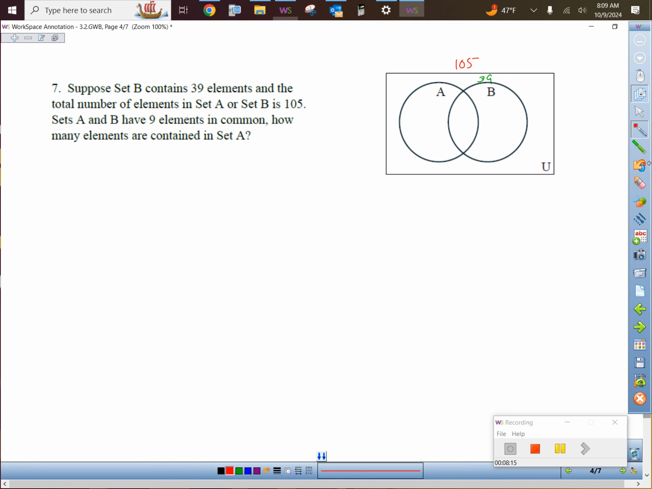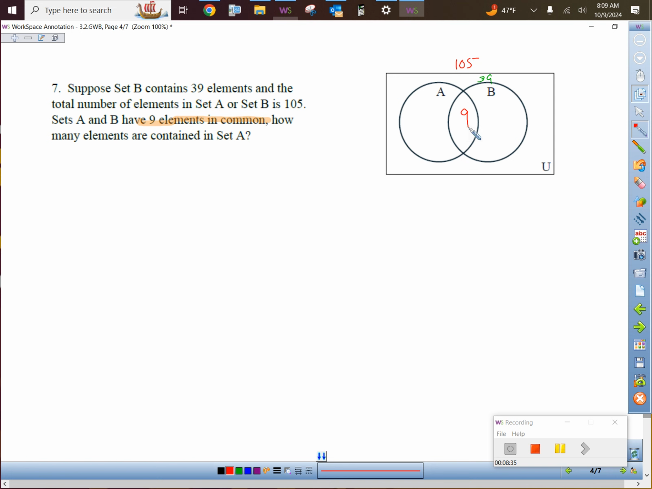Here's the easiest part, I think, for us to understand. Sets A and B have 9 elements in common. Could you tell me where the 9 needs to go? In region 1, 2, or 3, where should the 9 go? Region 2. That's called the intersection. Are you with me on that? So we'll put them in the intersection. So the 9 goes there.